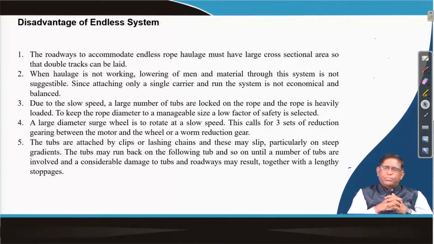That is what you can study as an operational matter in your method of mining. But because of the slow speed, a large number of tubs are locked on the rope, and the rope is heavily loaded. Because speed is less, to make the productivity you will have to increase the number of cars. When more cars are connected and the rope is being pulled, there is more stress, or more work to be done by the rope.